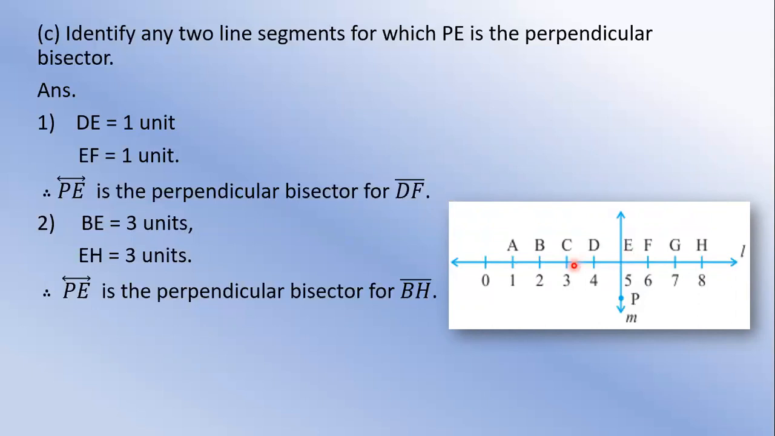Right? Second example I have taken is BH. See, from B to H. And this BH is bisected by line PE, dividing it into two parts, that is BE and EH. What is the measure of BE? BE is 3 units. Same way, EH also measures 3 units. That means the measure of BE is equal to the measure of EH. From that we can say that line PE is the perpendicular bisector of line segment BH.